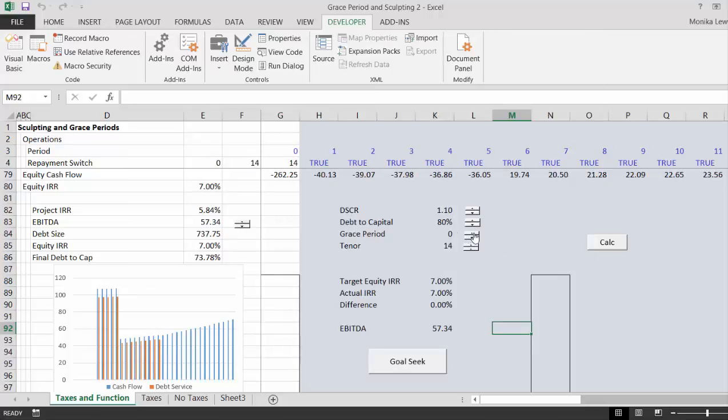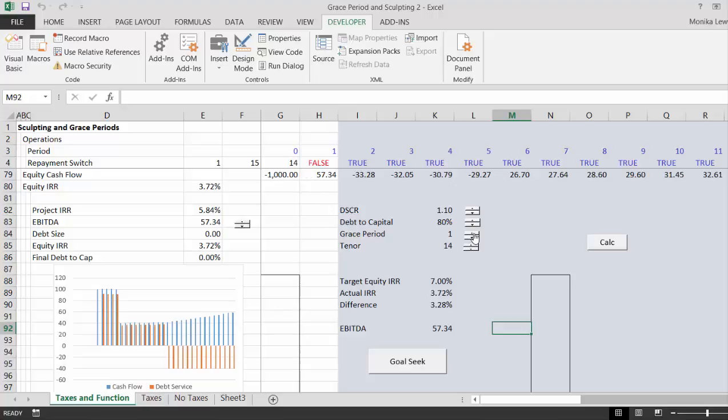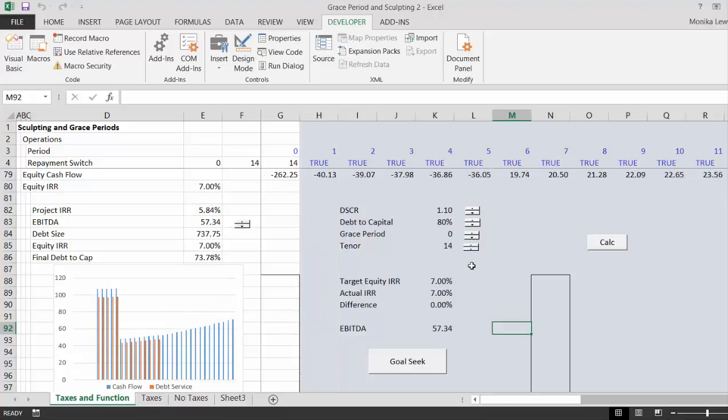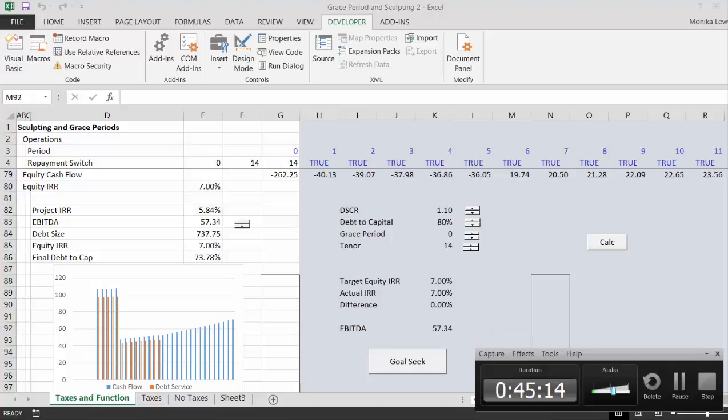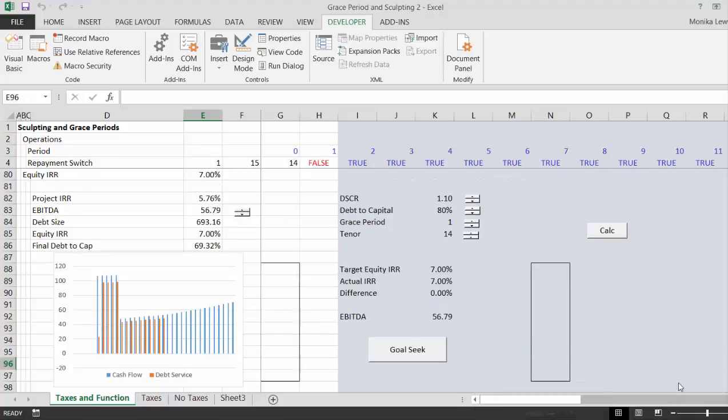Well, let's try the grace period now. When I put the grace period, something's going crazy. So, shoot, this is the story of your life, my life. It's just every time I think I'm finished, I'm really not. Okay, so I'm going to pause.